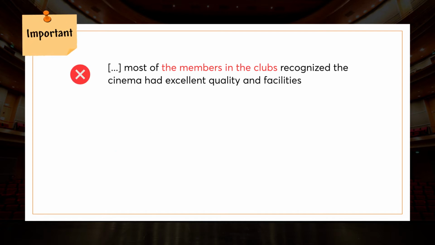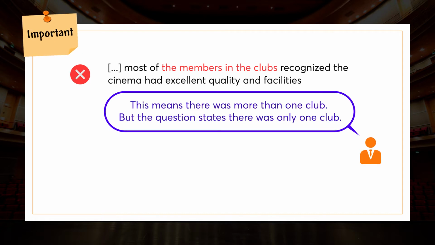The members in the clubs. If you're putting an S on this, it means there was more than one club, and there wasn't. There were club members here. So there's more than one member, but not more than one club. So make sure you be careful with that. And basically it changes the meaning quite a lot, doesn't it, because the reader now thinks that there's more than one club.